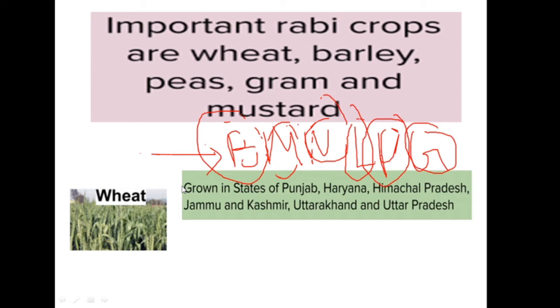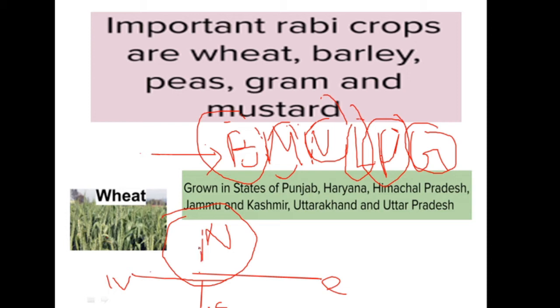The next question is which states these crops are grown in. Easily, all the states in the north belong to the Rabi crops. Here is north, west here, east here, south here. In the north part of India, the states are Punjab, Haryana, Himachal Pradesh, Jammu and Kashmir, Uttarakhand, and Uttar Pradesh. All of these states, mainly from the north, belong to the Rabi crops.